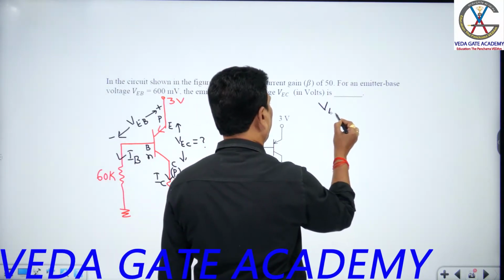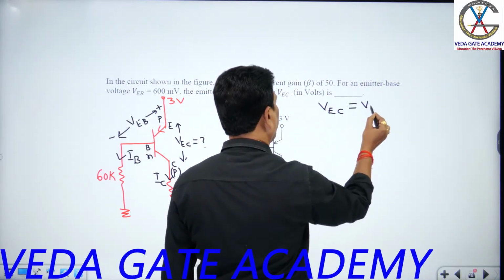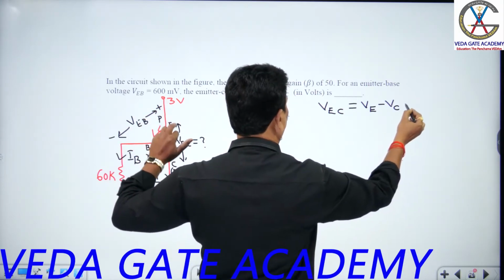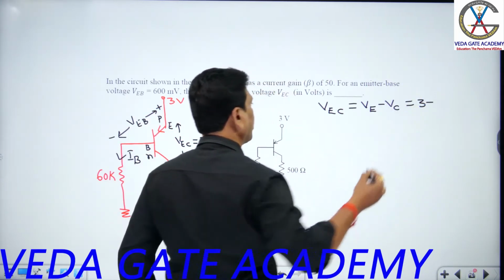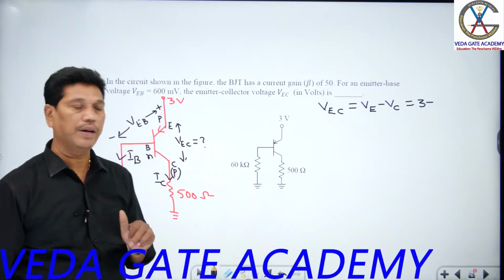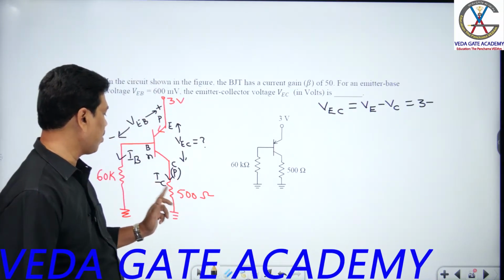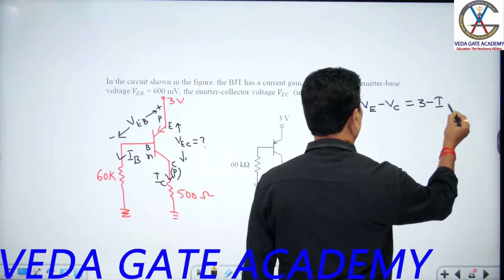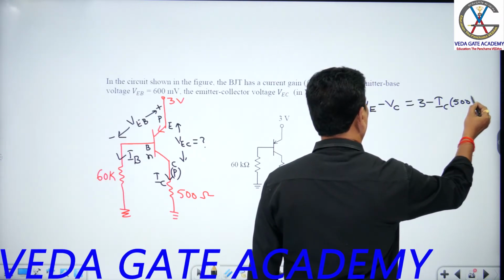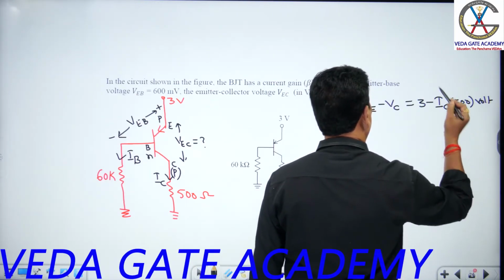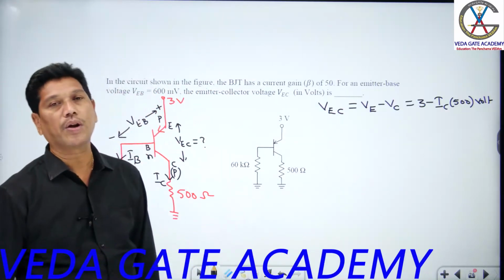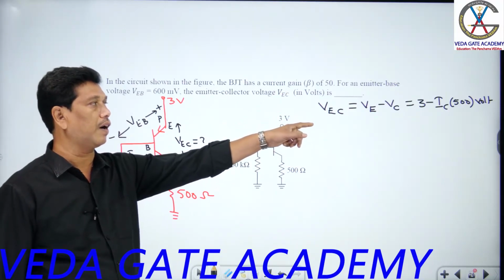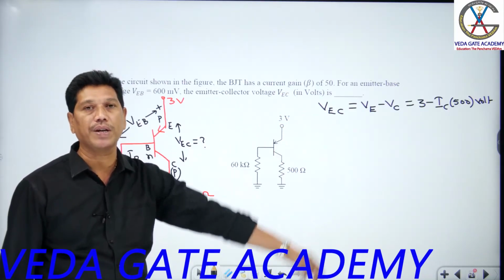VEC is asked. You know that VEC equals VE minus VC, right? And the emitter node voltage is directly given, students, that is 3 volts, the direct supply voltage. What is the collector node voltage, students? Here an IR drop is there, IC into 500. So 3 minus VC equals IC into 500. So this is the VEC value. What is unknown, students? IC. How do you calculate IC? IC equals beta IB. So first I calculate IB, then I can calculate IC, thereby I can calculate the required VEC value, students.